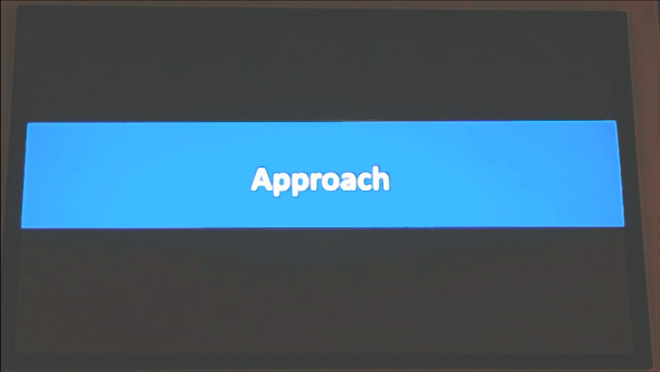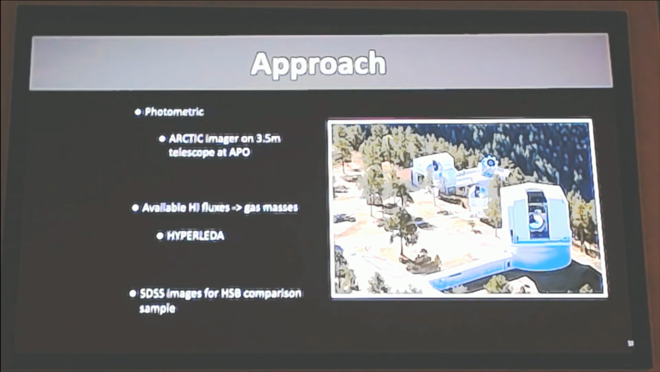Okay, so with that, we'll go over the approach of how we tackled these goals. We opted for a photometric approach, again, because that pattern speed measurement is extremely difficult to obtain. So with B and I band images that we took on the Arctic imager at the 3.5 meter telescope at APO, we can measure all 3 of those bar properties for a large sample of galaxies.